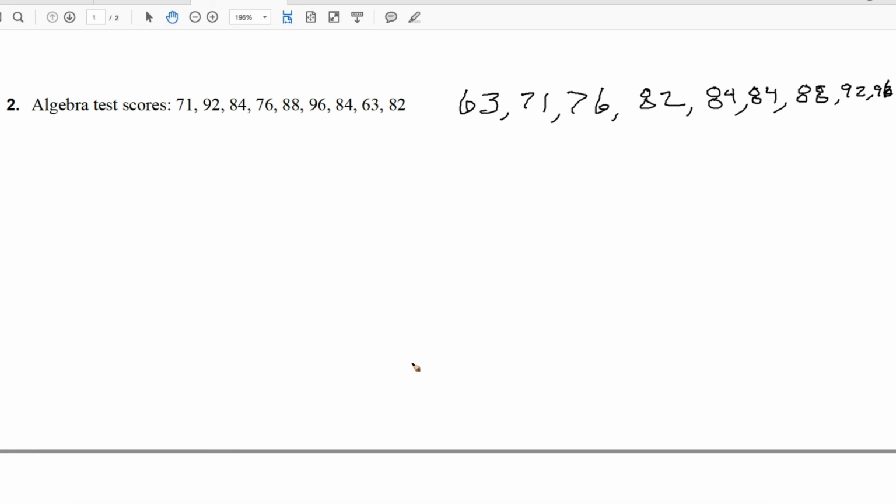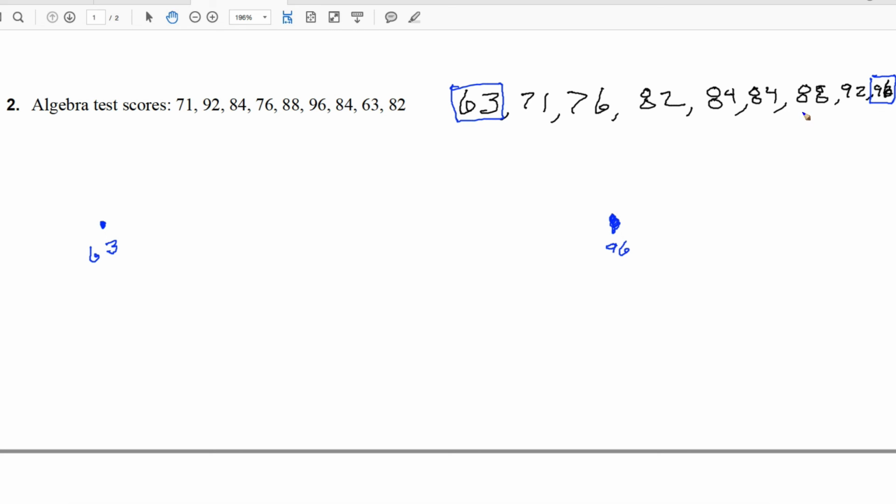Okay, so now if we were to go in and find the lowest number, what is that? Our lowest number is 63. So I'm going to do my first dot right at 63. And you would normally do this on the number line. What's our top number? Top number is 96. So I'm going to put another dot out here at 96. It's a big old dot.